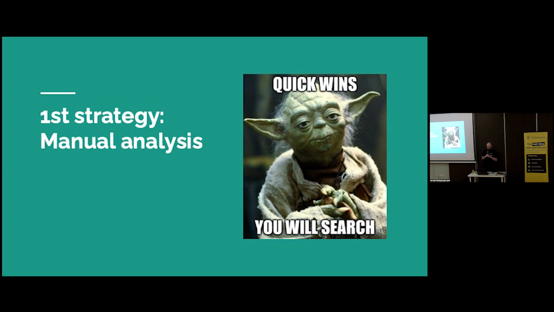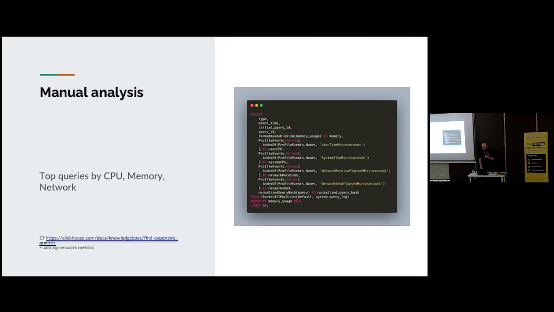So I'm going to present two strategies. The first one is quite simple, a fully manual one. It serves for quick wins. The idea is that we reuse query log and we can do some top 10. What are my top 10 queries using the most memory, the most CPU time? So it's a bit documented on ClickHouse, if you follow the link. I'm still adding the network part that is not mentioned there.